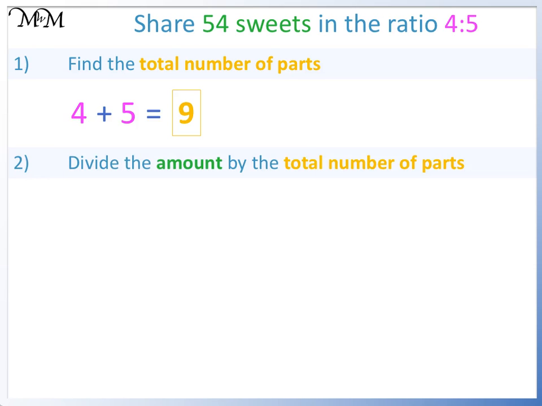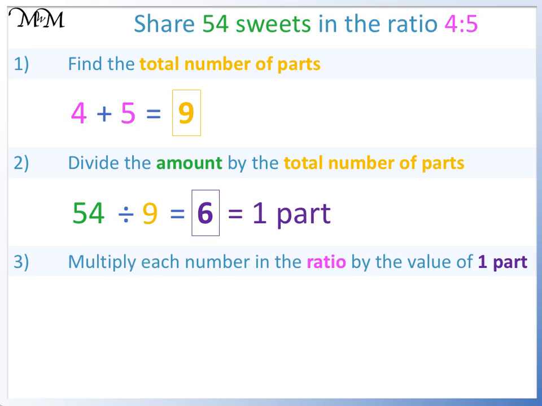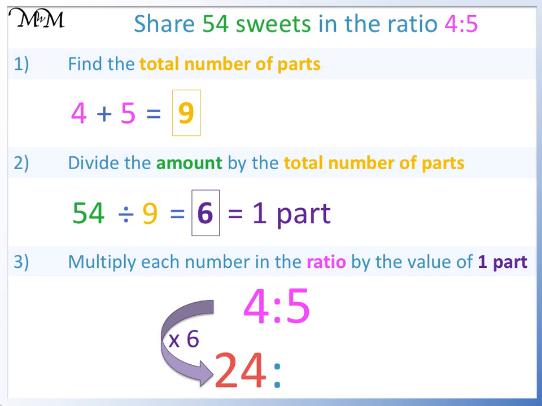Step 2. Divide the amount by the total number of parts. 54 divided by 9 equals 6, so one part is 6. Step 3. Multiply each number in the ratio by the value of one part. 4 times 6 equals 24, and 5 times 6 equals 30. So we have a ratio of 24 sweets to 30 sweets.